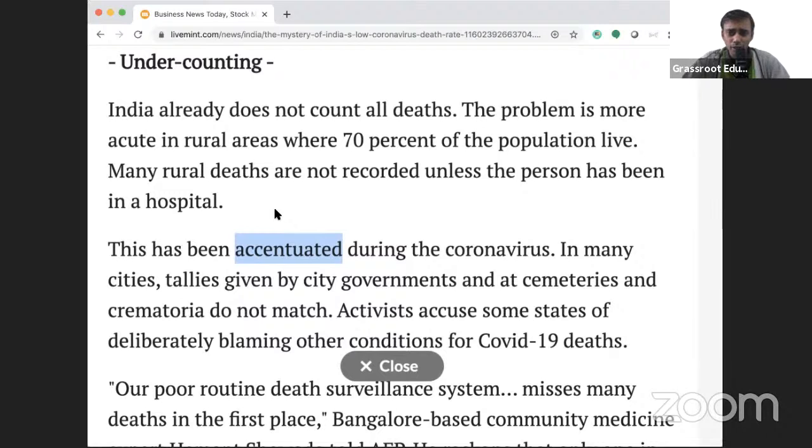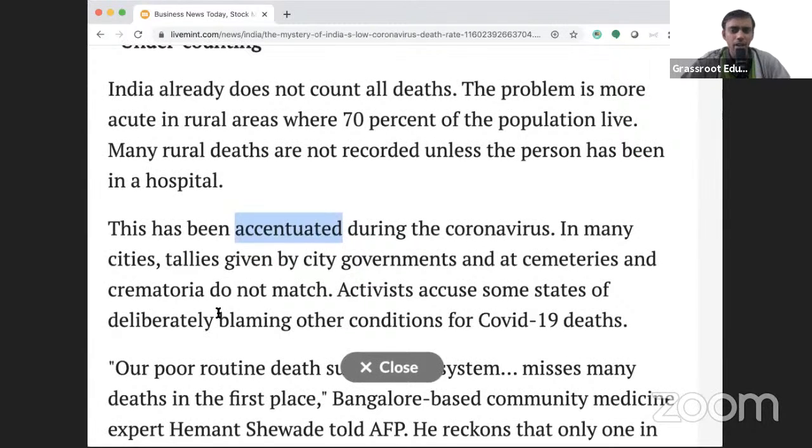So, what is accentuated? Can you tell again? Accentuated means to make something more evident, more prominent. It's already there. It became more evident, more prominent. Like you can say, my mobile was always slow. This problem was accentuated after I downloaded some heavy apps. Okay, fine.